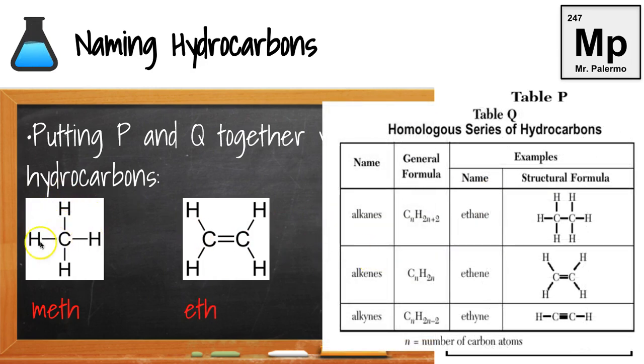Since this has only single bonds, all single bonds is going to be an alkane, so the ane is the ending name for this series, so this would be methane. This example has a double bond. A double bond is an alkene, and so the ending is going to be ene, so this is ethene.